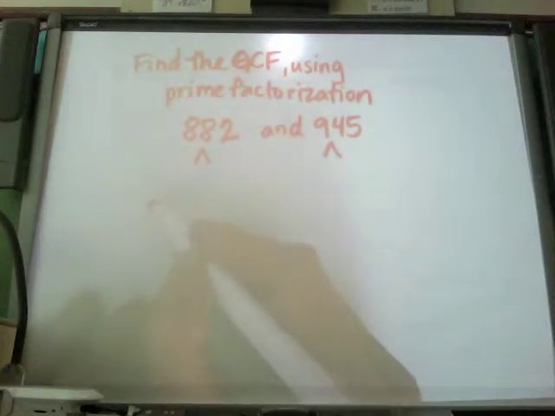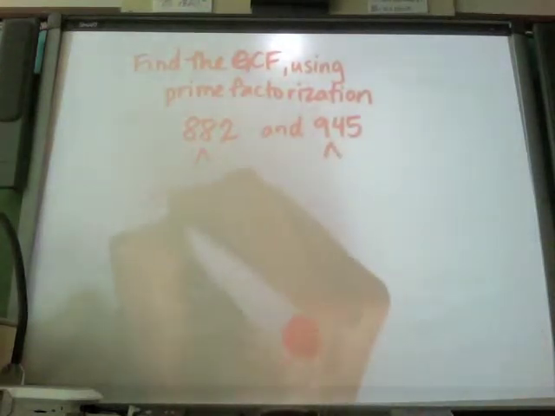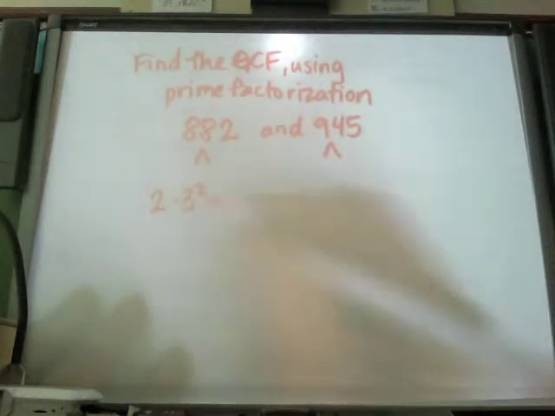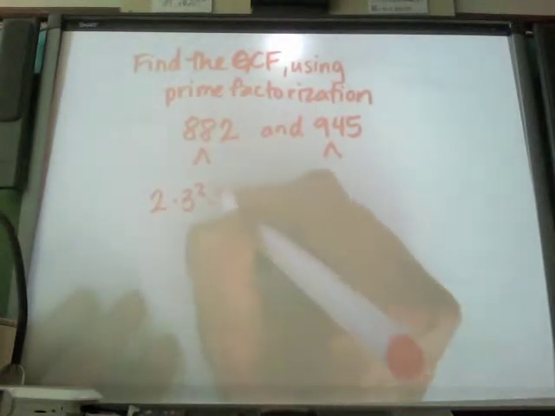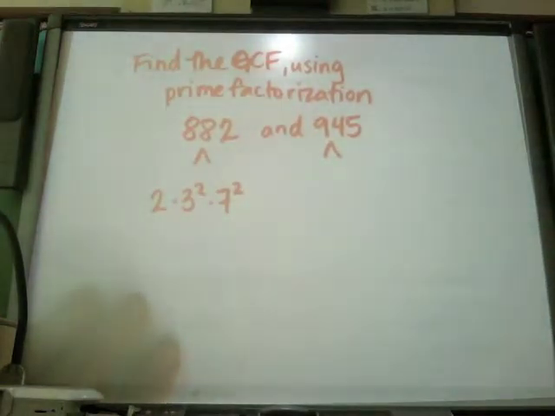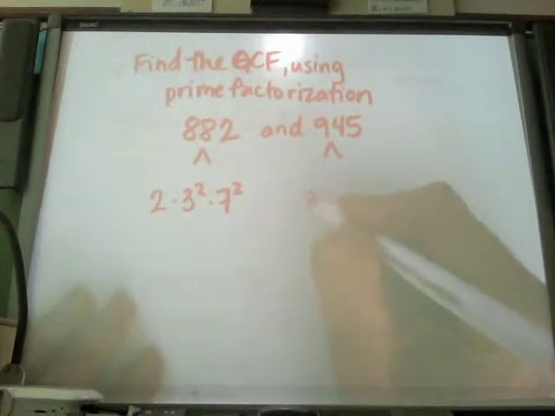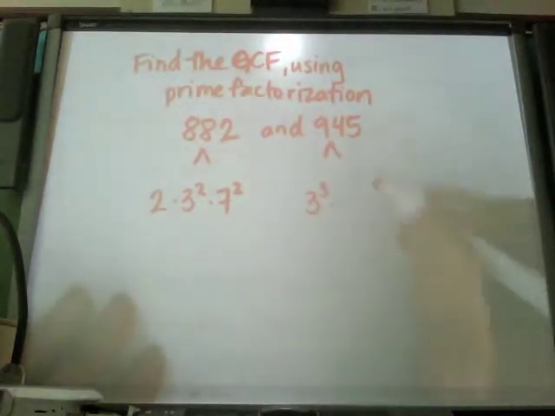When it's done, 882 will have a prime factorization of 2 times 3 squared times 7 squared. And remember, you can always check by multiplying that out. 945 would have a prime factorization of 3 cubed times 5 times 7.